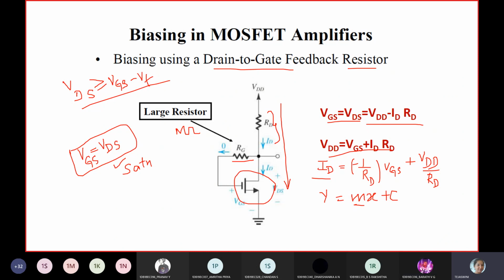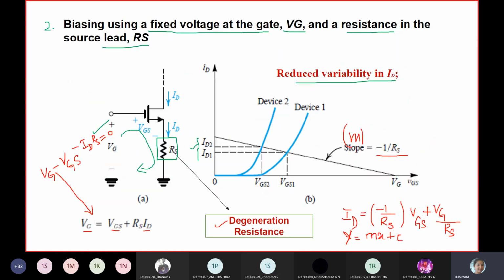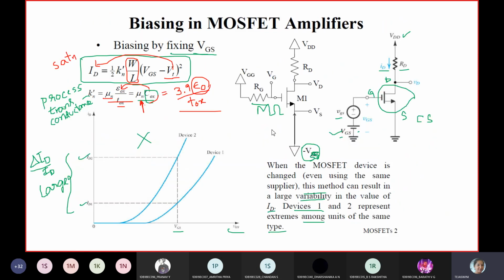Yes, ma'am. So biasing is an essential step. You're going to get a predictable ID value. Just remember this ID value: ID is equal to 1 by 2 Kn dash W by L into VGS minus Vt, the whole square. In this, mu n and Vt are very sensitive to temperature. This will affect ID. Our intention is to maintain a constant ID. So for that we use biasing.